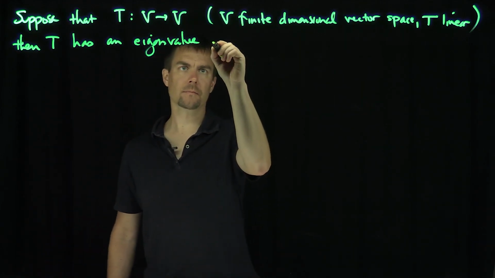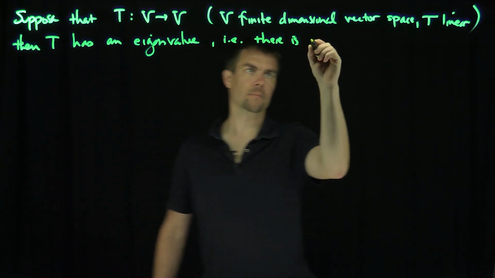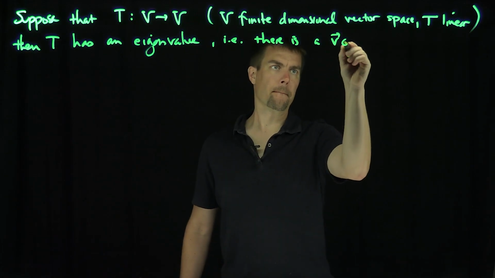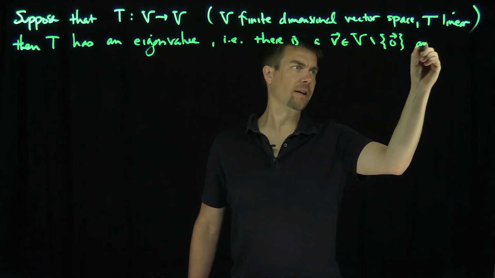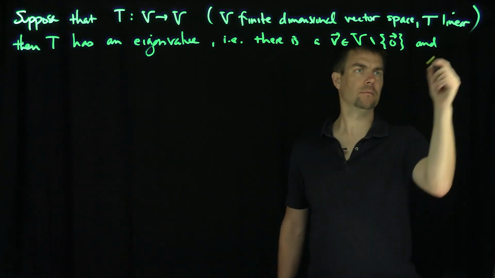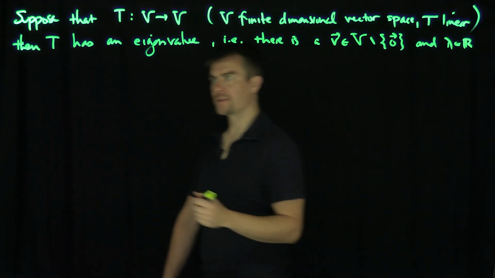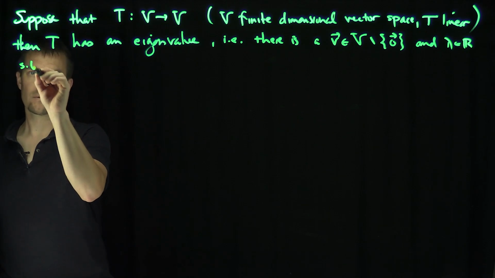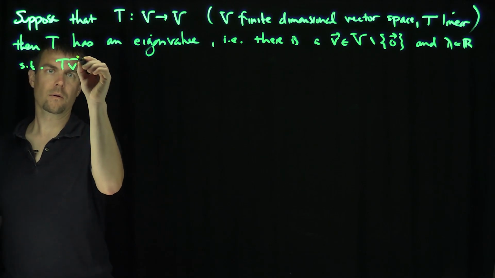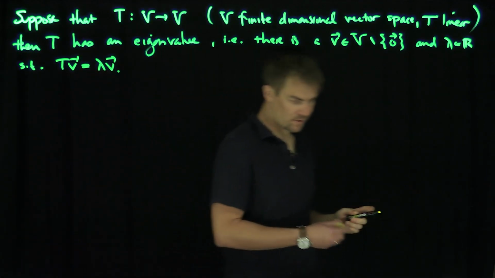That is, there is a vector v which is not the zero vector, and a scalar lambda, which we know has to be real, such that Tv is equal to lambda v. Okay, great. And so here's the idea behind this.